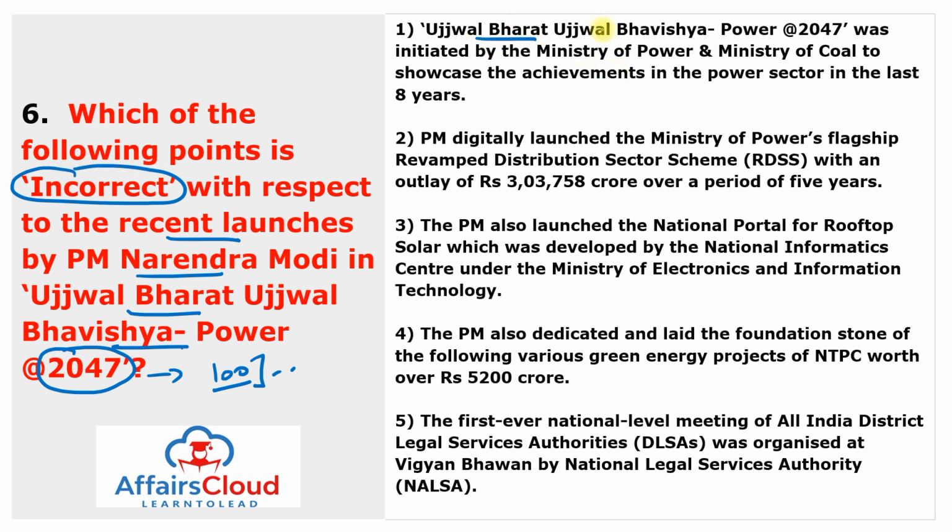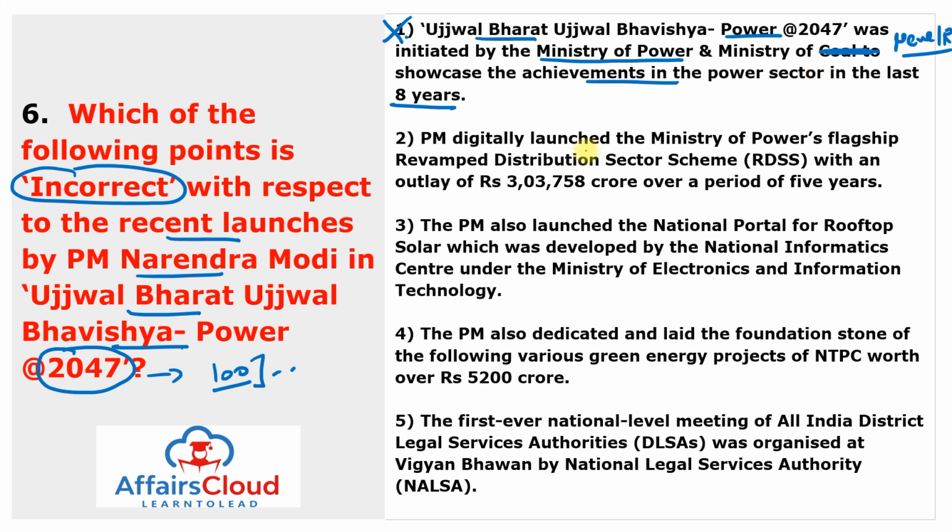So Ujjwal Bharat, Ujjwal Bhavishya, Power at the rate 2047 was initiated by Ministry of Power and Ministry of Coal to showcase the achievement in the power sector in the last 8 years. This statement is wrong because it is initiated by Ministry of Power and Ministry of New and Renewable Energy. So this statement is wrong.